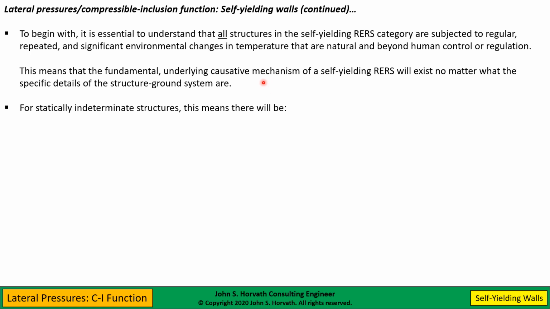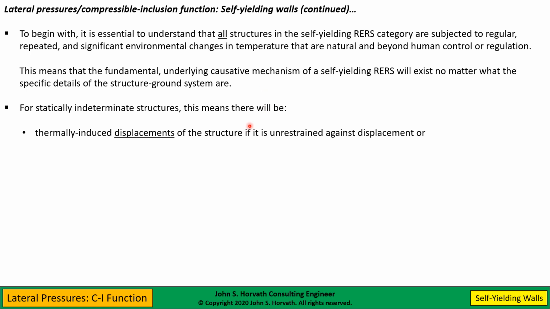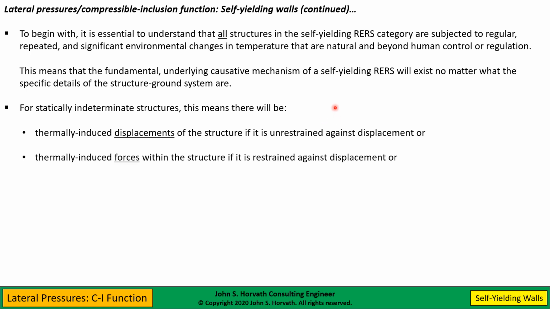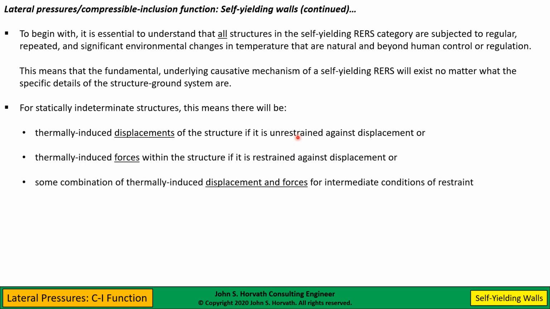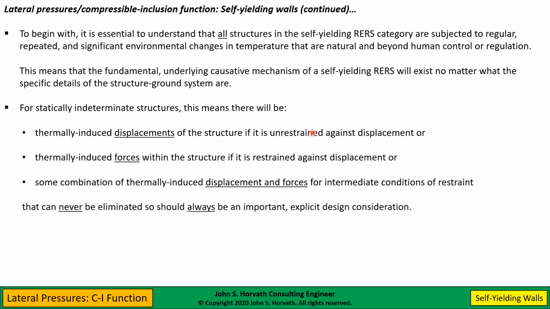So when you have a statically indeterminate structure subjected to temperature variations, there will either be thermally induced displacements of the structure if it is unrestrained against displacement, or thermally induced forces within the structure if it is perfectly restrained against displacement, or some combination of displacement and forces for intermediate conditions of restraint. And these three potential outcomes can never be eliminated. So they have to be important explicit design considerations.